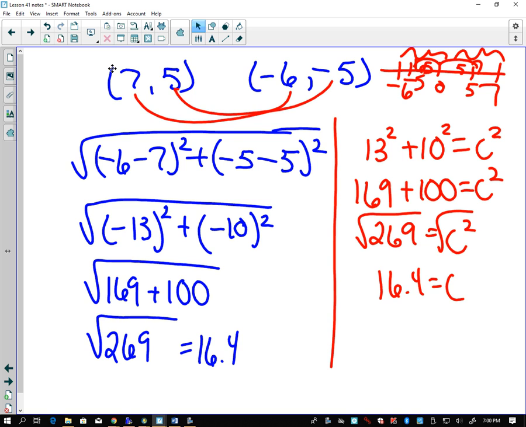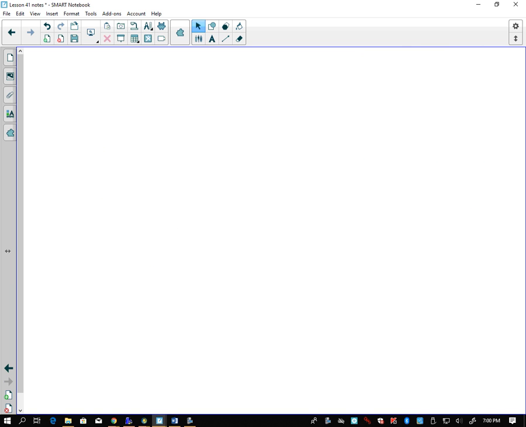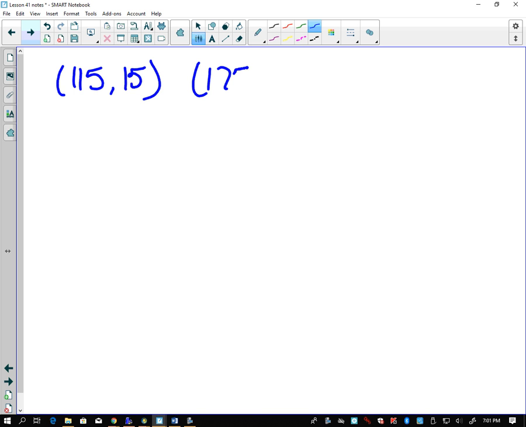Okay. Let's look at number 2. A cartographer constructs a map of Georgia. This is really similar to I in your homework, so you might pay close attention to this. Over a grid, it says Macon is at (115, 15) on the map. Okay, so you're going to the right 115, up 15. Atlanta is at (175, 95). Find the distance between the cities to the nearest kilometer if each unit represents 1 kilometer.